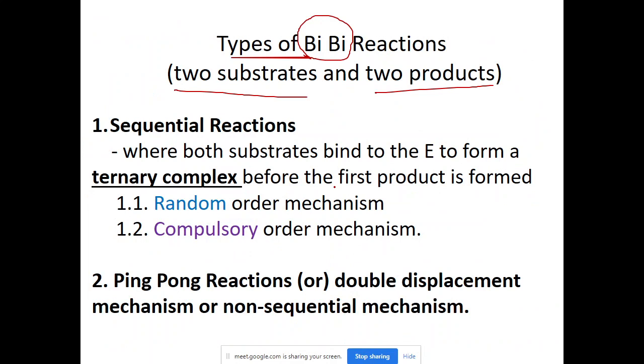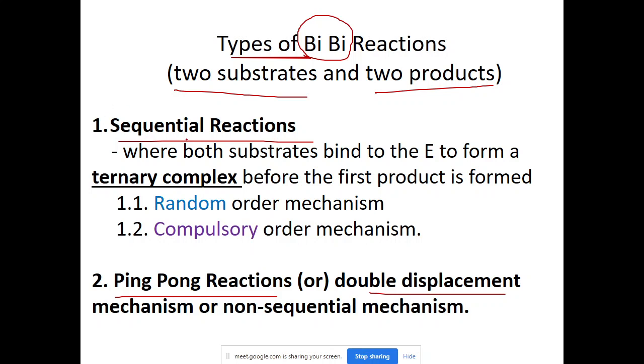So when you talk about the bi-bi reaction, it has two types. What are the two types? The first one is the sequential reaction. The second one is the ping pong reaction or the double displacement mechanism. When we say sequential reaction, it is a single displacement. We shall talk about displacement a little later on. What do we mean by single displacement? What do we mean by double displacement? In a sequential reaction, there is a single displacement of the functional group. When it comes to the ping pong, there is a double displacement.